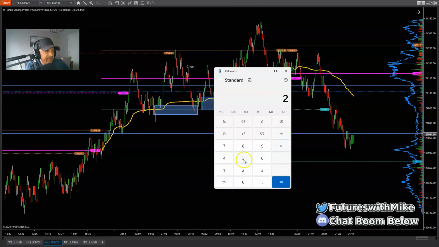So here's the math. 25 points times 4 ticks at every point. That's 100 ticks times $5 for every tick. All right, and boom, there you go. $500. That's gross, before commissions or fees are taken out.